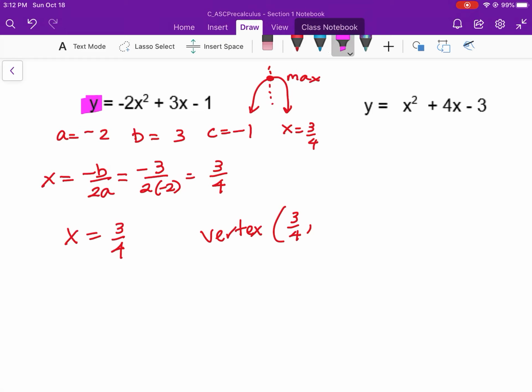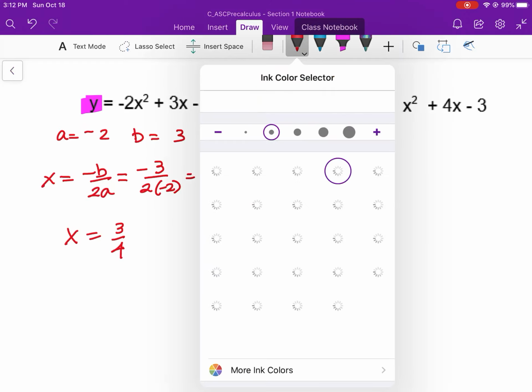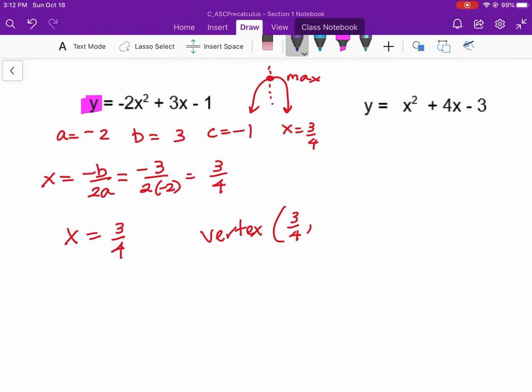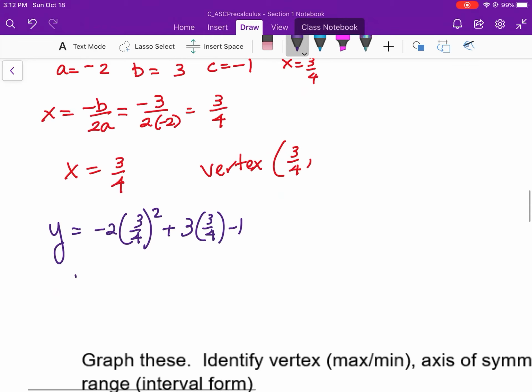The y-coordinate. Well, we have y equals here, right? Can I just plug it in for x? You're like, absolutely. So y equals -2 times 3/4 squared plus 3 times 3/4 minus 1. And if I remember from class, y equals 1/8. So this is going to be 1/8 is the vertex. So this is my axis of symmetry, x equals 3/4.